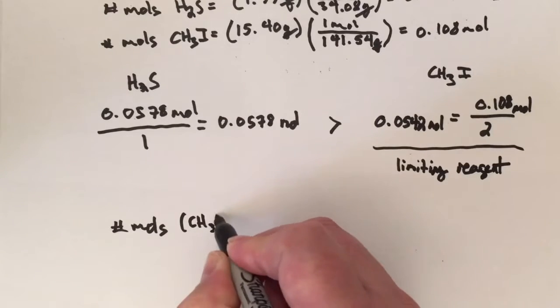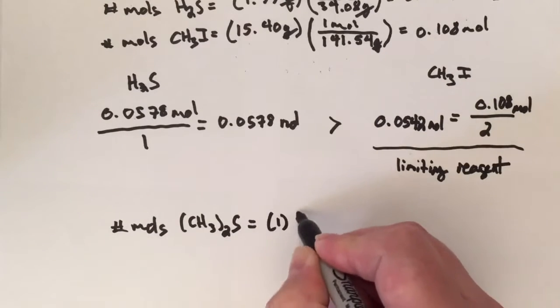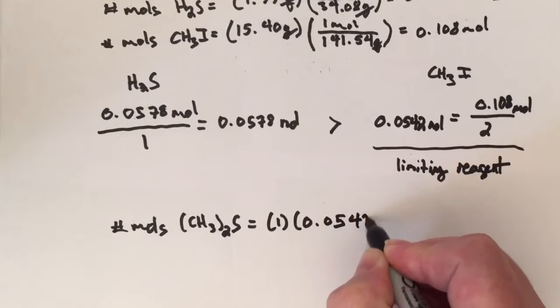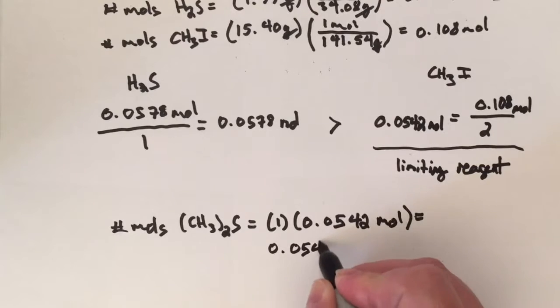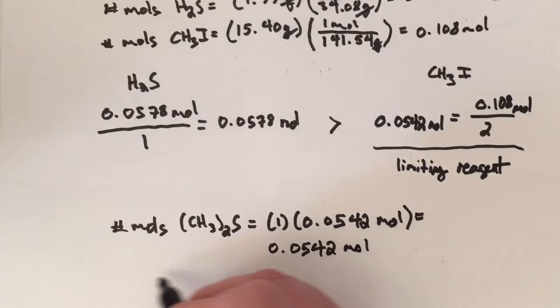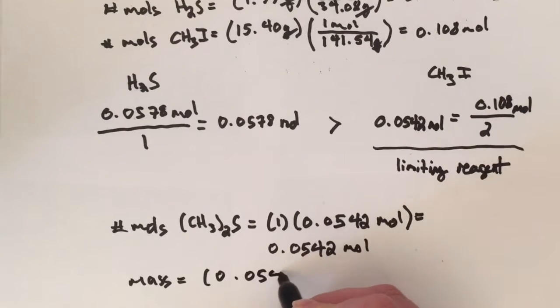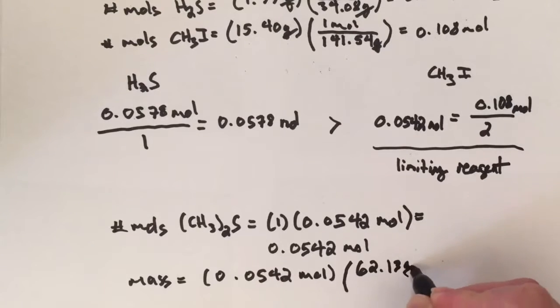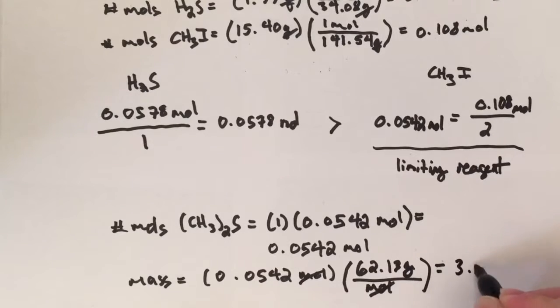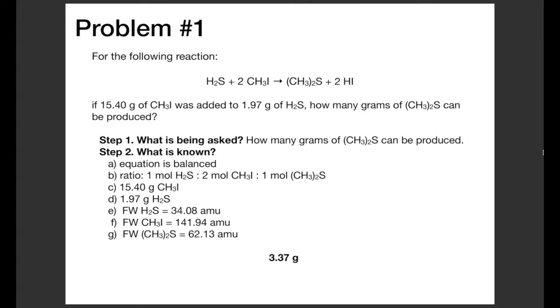Number of moles of dimethyl sulfide we're going to produce is 1 times the reduced molar amount of our limiting reagent, which is 0.0542 moles. Taking that and multiplying it through by its formula weight gives us the mass that we'll produce, which equals 3.37 grams. The answer that we obtained was 3.37 grams.